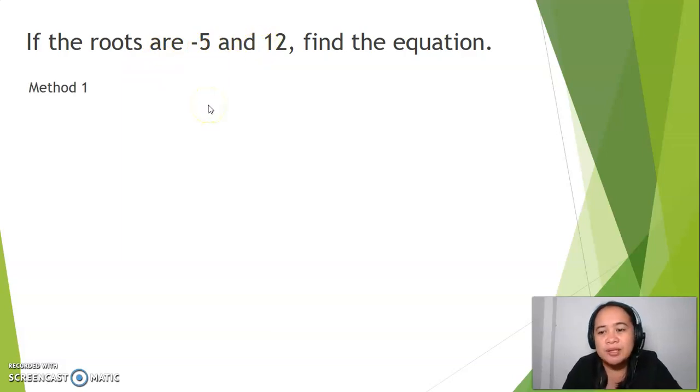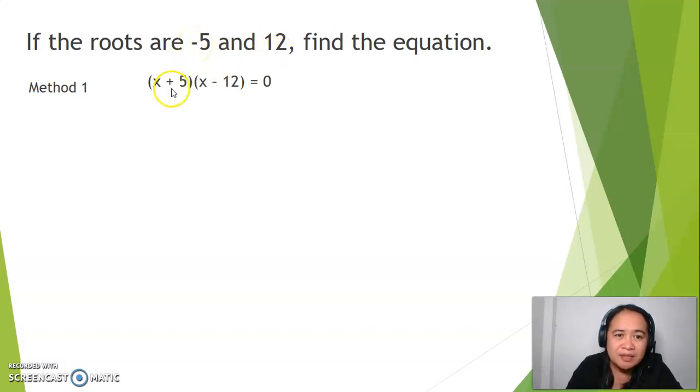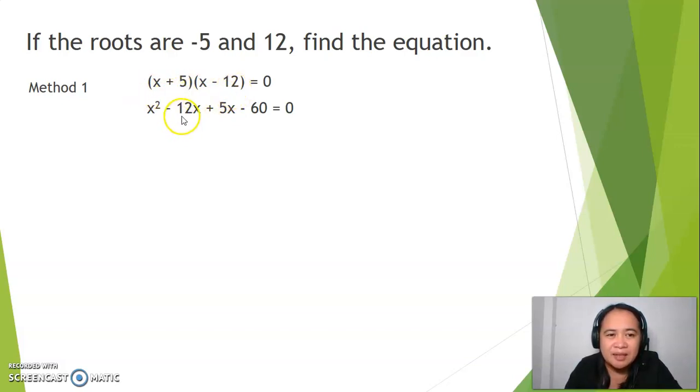Now, there are two ways in solving this. The first method is we will rewrite this to factor form, in which if this is negative 5, so it's x plus 5, and the other one would be x minus 12. Now, using the FOIL method, we will have x squared. X times negative 12 is negative 12x, 5 times x is 5x, and 5 times negative 12 is negative 60. Next, combine negative 12x and 5x, we will end up with x squared minus 7x minus 60 equals 0.